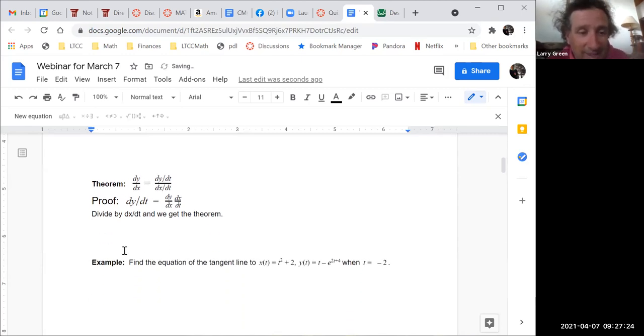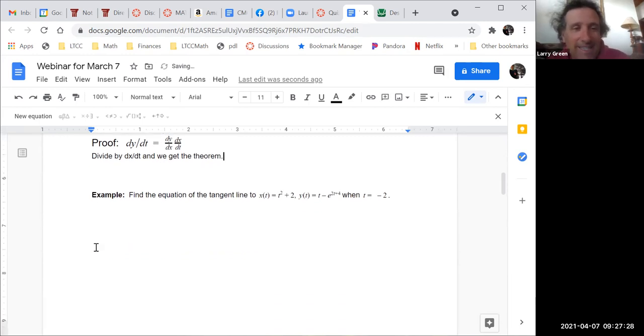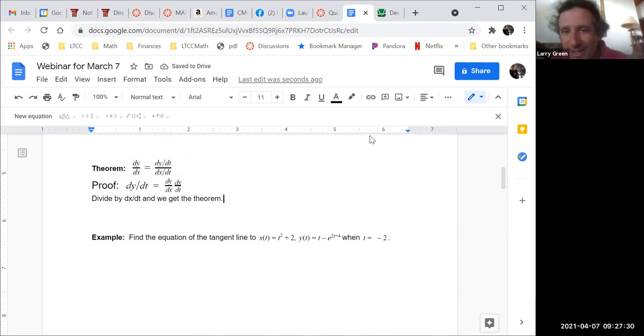So now let's do an example. And I promise you, it's not hard. And in fact, I feel that it's so not hard that I could have you try the example first, see if you can do it using the theorem. So let's suppose we want to find the equation of the tangent line to x of t equals t squared plus 2, y of t equals t minus e to the 2t minus 4. And t is equal to -2.